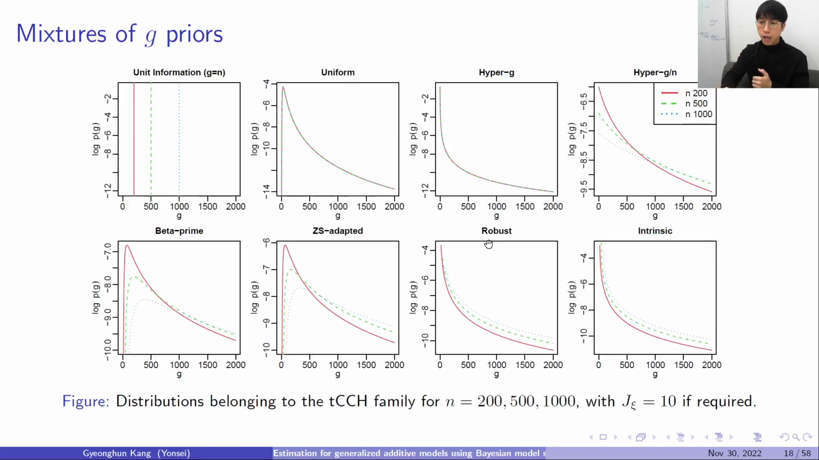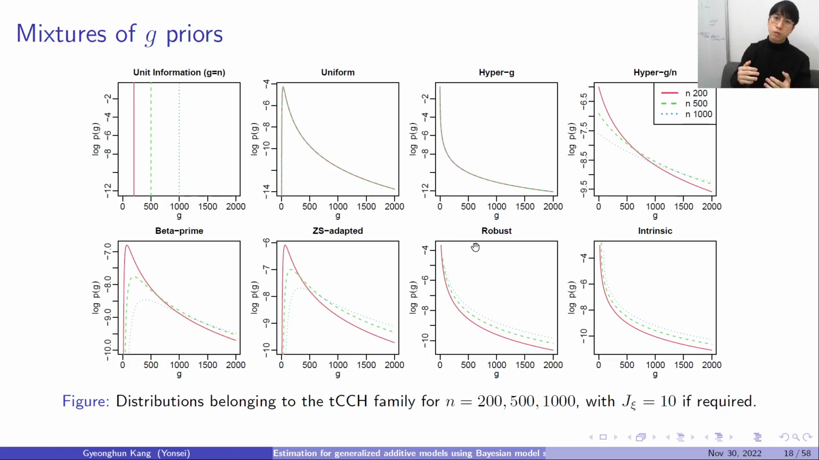Under this classification, the unit information prior also belongs to g to the big O n, because, as you can see, it corresponds to a point mass prior, a Dirac delta mass prior on the point n, which also shifts with n. Obviously. And the question is which prior to use for our purpose to estimate generalized models.